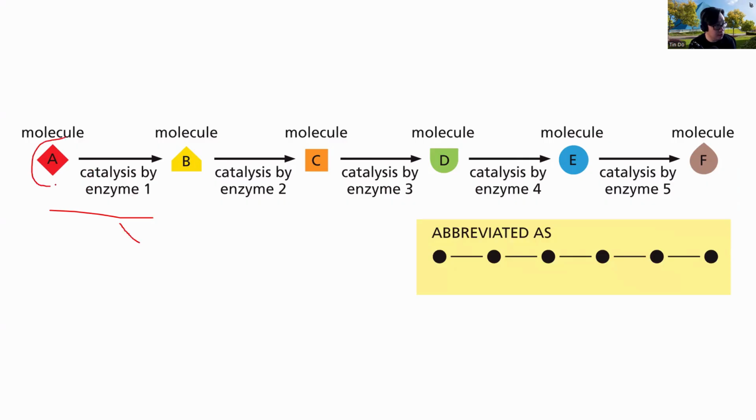So we start with molecule A. But remember, molecule A is just a starting material. Maybe we need to convert it into something totally different or add things to it. And so we're going to get help from multiple enzymes. So from A to B, that's one enzyme catalytic reaction, B to C, C to D, D to E, and E to F. So essentially, to get from A all the way to F, you need a lot of help.